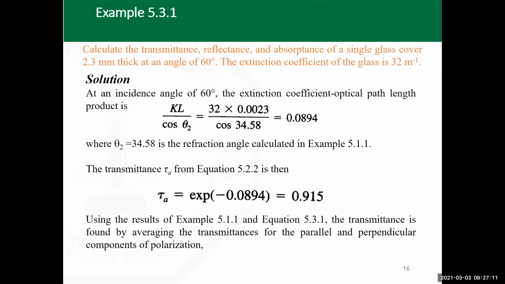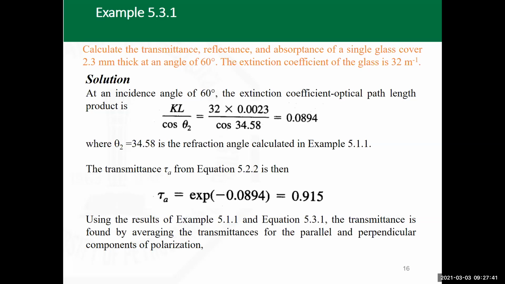Now, calculate the transmittance, reflectance, and absorptance of a single glass cover. The glass cover has a thickness of 2.3 millimeter and an angle of 60, which is theta 1. The extinction coefficient of the glass is 32. So it's basically like a green looking glass when you look at the edge, having a coefficient of extinction equal to 32 meter to the power of minus 1.